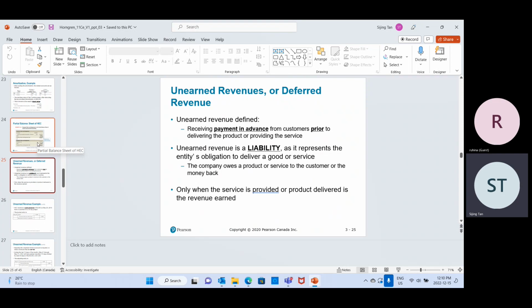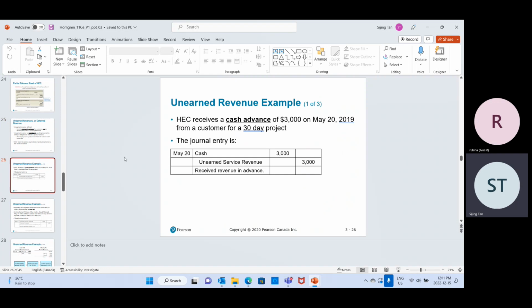We have talked about that. If you haven't provided the service but received the money, this money cannot be recognized as revenue. This money will be recognized as a liability, because even though you received the money, you haven't provided the service yet, so you owe your customer the duties or the services, right? So that is the unearned revenue. We treat it as a liability. So how are we going to report it in our journal entry if there's unearned revenue, and how do we deal with the adjusting entry?